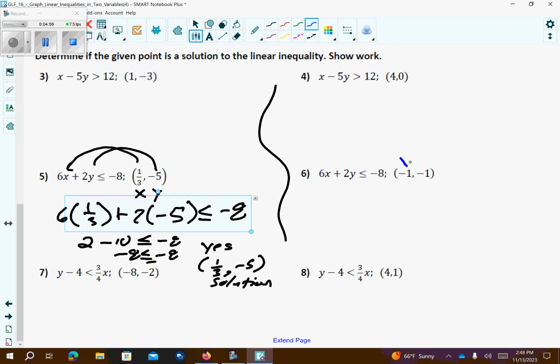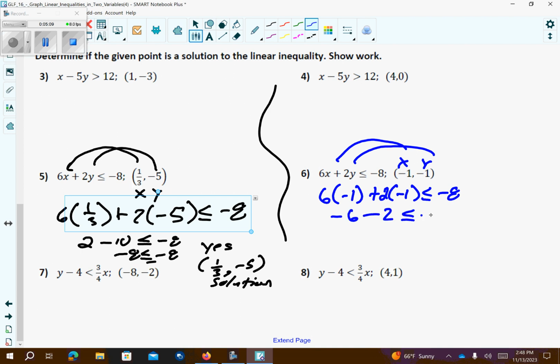This is an x value, this is a y value, plug those in. So it's 6 times negative 1 plus 2 times negative 1. Is that less than or equal to negative 8? That's negative 6 minus 2. Is that less than or equal to negative 8? Is negative 8 less than or equal to negative 8? Yes, because I have the equals. So negative 1 comma negative 1 is a solution.